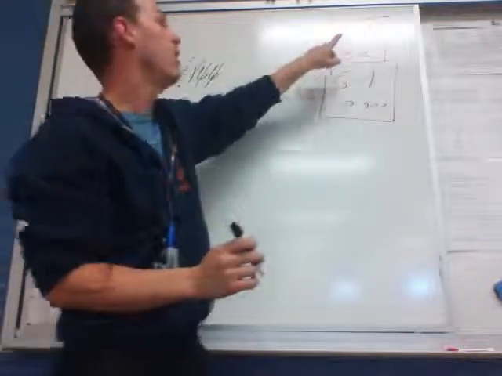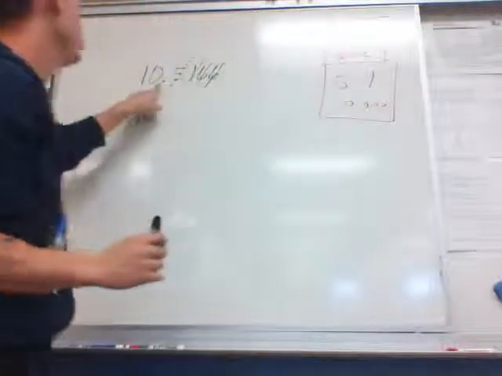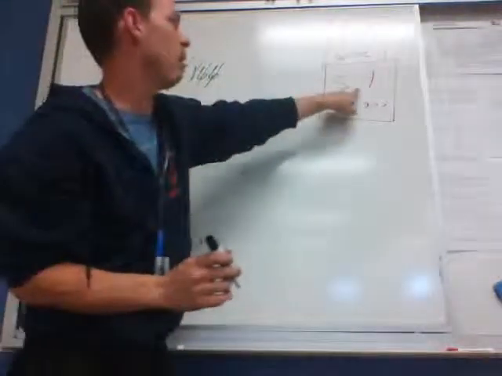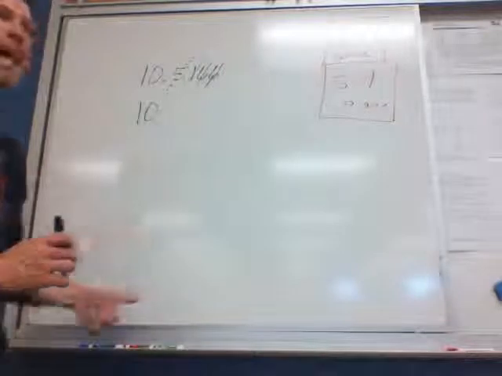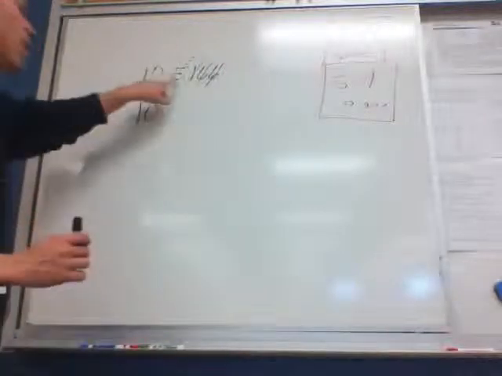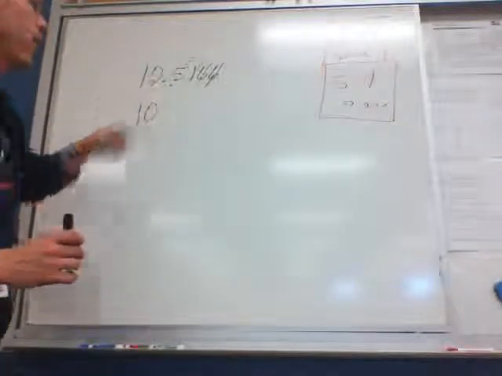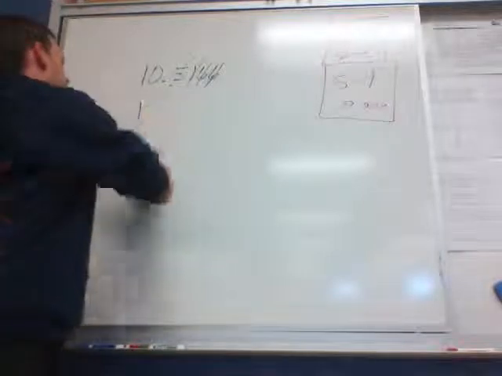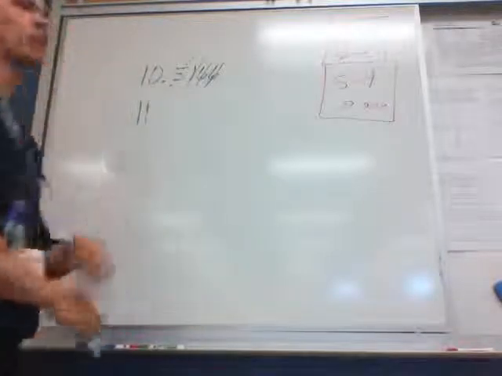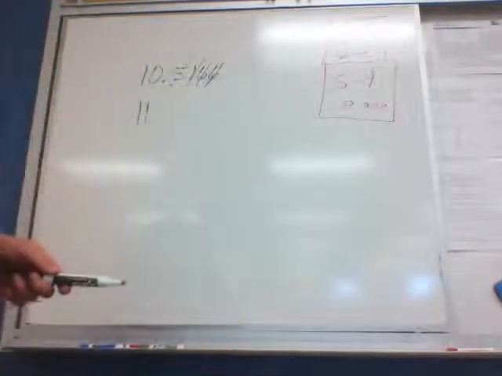If it is a number 0 to 4, then it will do nothing to that number. If it's a number 5 through 9, it will kick that number up 1. So what will this 5 do to that 0? It'll kick it up 1. So it rounds to 11.